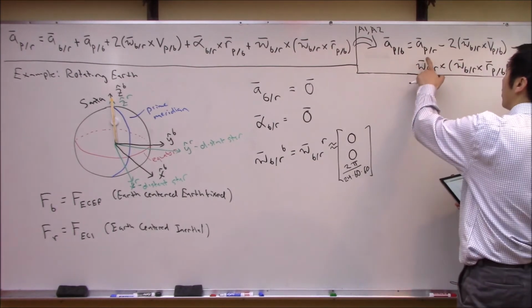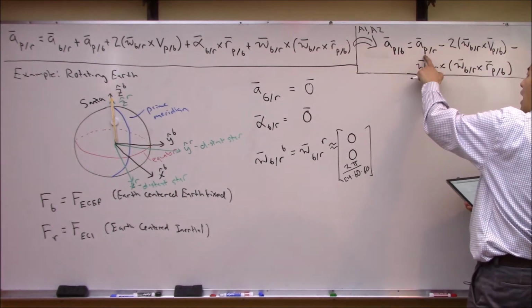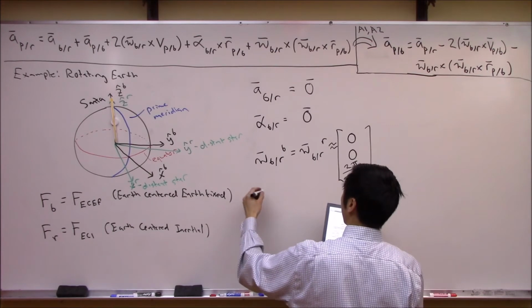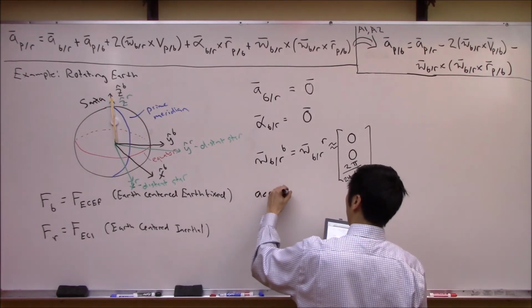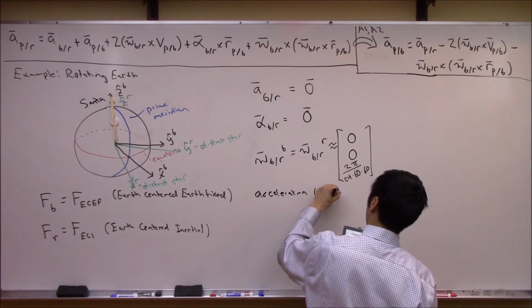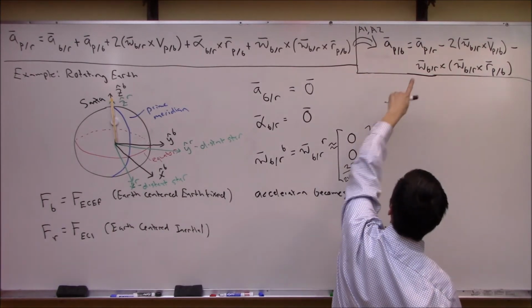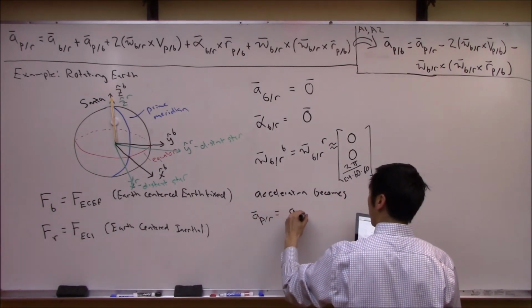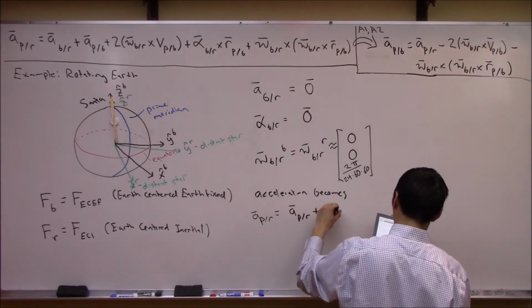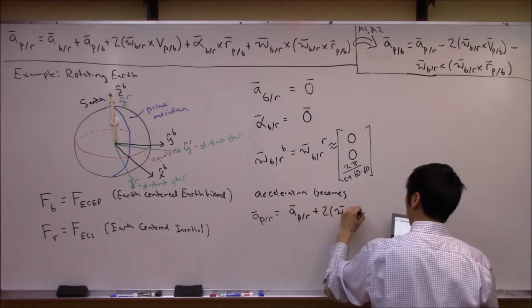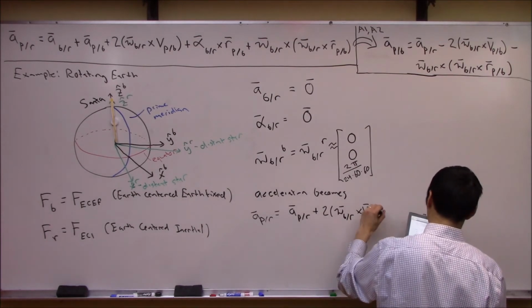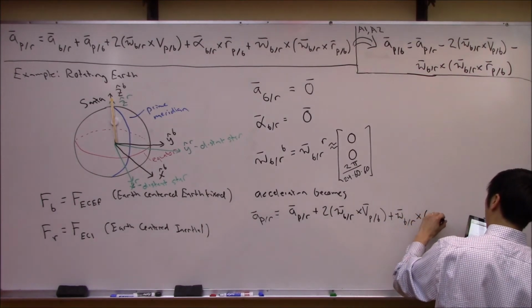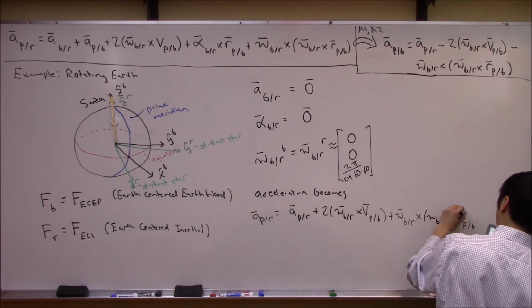Maybe what we should do here is rewrite this, but solve for A_P with respect to R. So we could go ahead and rewrite this thing. So acceleration becomes, again, all I'm going to do is rewrite our equation that we had over there, but solve for A_P with respect to R. So this is A_P with respect to B plus 2 times omega_B with respect to R crossed V_P with respect to B plus omega_B with respect to R crossed with the quantity omega_B with respect to R crossed with r_P with respect to B.